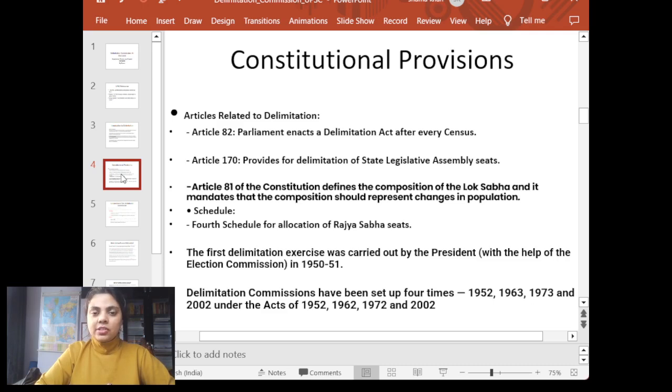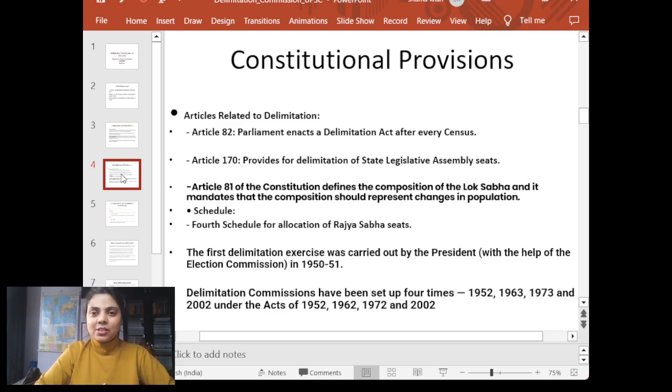And there is one more article, which you might be aware of, Article 81, which defines the composition of the Lok Sabha, and it mandates that the composition should represent changes in population. Why am I introducing this article here? If you have seen the 2024 UPSC prelims paper, there was an article, 109. Till now I was not aware that it is related to money bill, because whenever we read about money bill, we only know it is defined under Article 110.